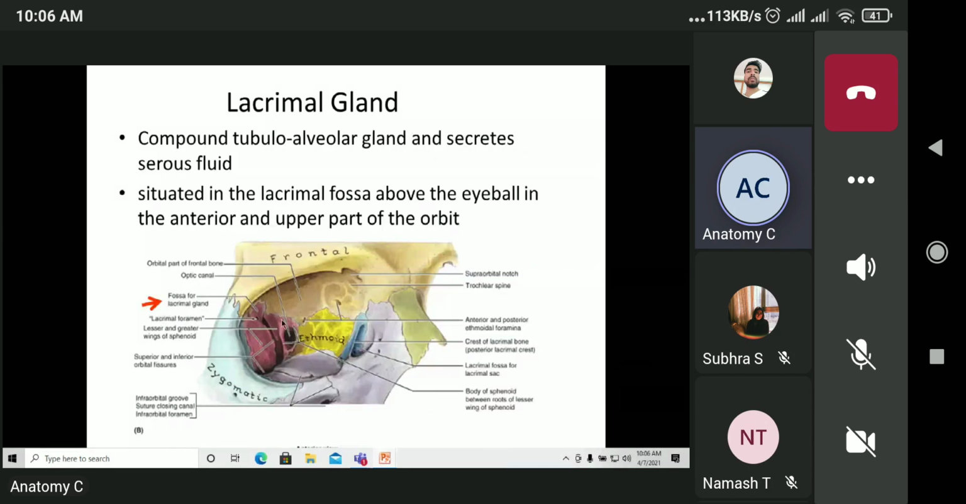So what is the lacrimal gland? It is a compound tubuloalveolar gland. It secretes serous fluid. It is situated in the lacrimal fossa, above the eyeball in the anterior and upper part of the orbit. Look here in the orbit, in the anterior and upper part, you will see the groove, this fossa for the lacrimal gland.